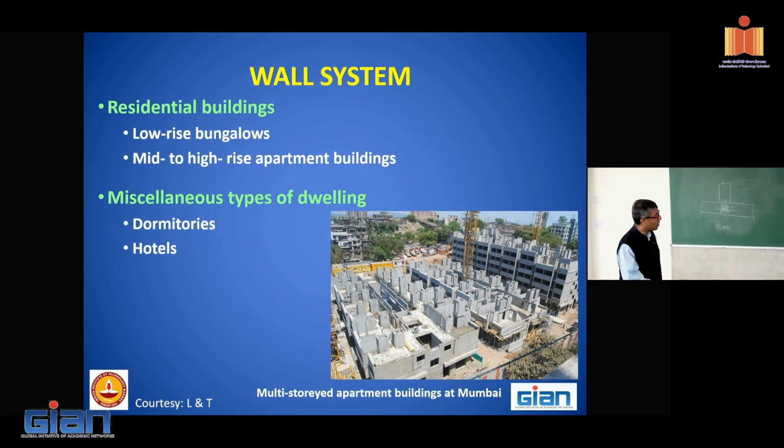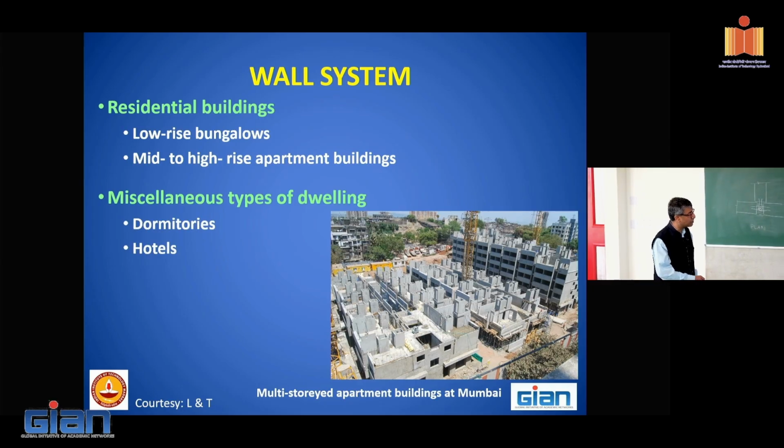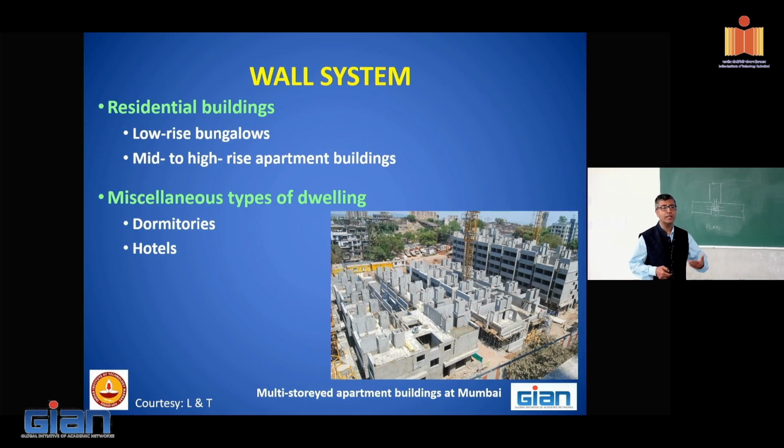This is a project I had the opportunity to visit. This is in a place called Bhoiwara in Mumbai. The Mumbai Slum Clearance Board adopted this wall type system. They made 5 towers. Now, these wall systems can be used for low-rise bungalows also, but in our country it is being used for mid to high-rise apartment buildings, dormitories, hotels.